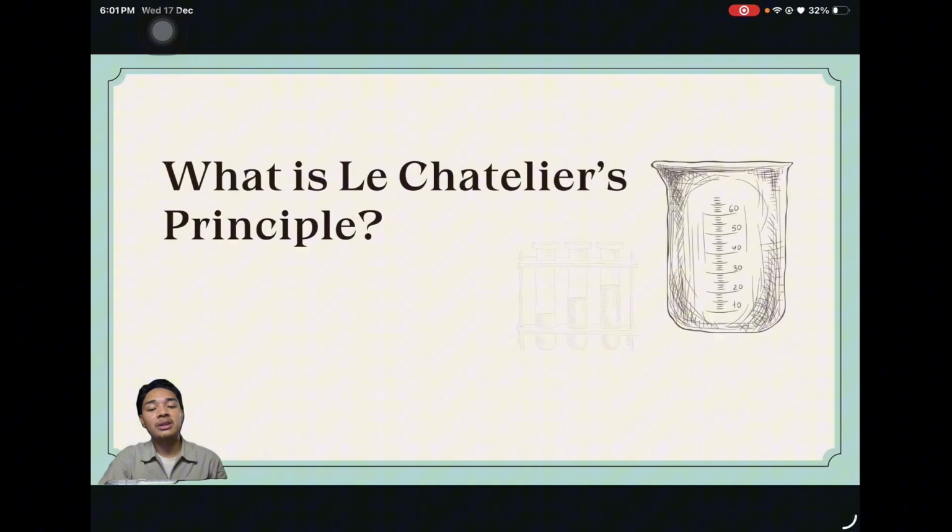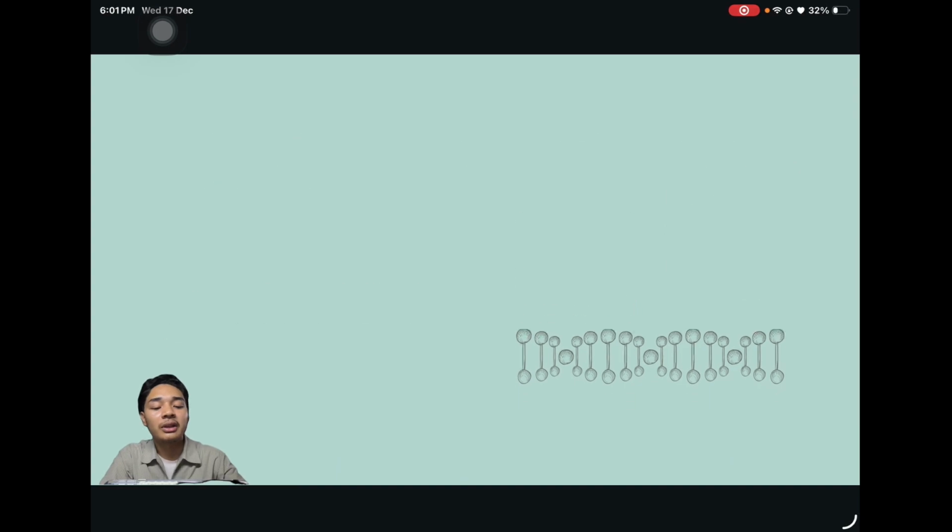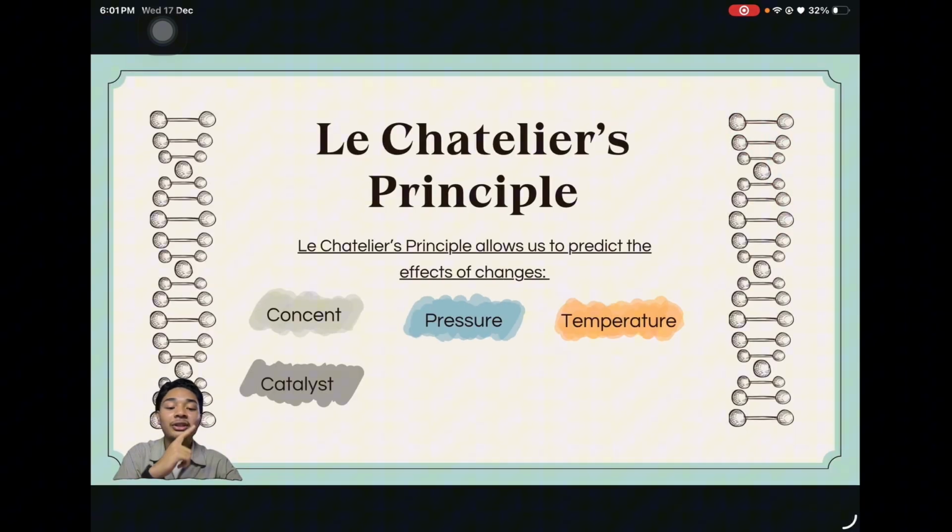Today I'll be explaining Chapter 6, Chemical Equilibrium, Le Chatelier's Principle. Let's go. What is Le Chatelier's Principle? If a system at equilibrium experiences a change, the system will shift its equilibrium to try to compensate for the change. Le Chatelier's Principle allows us to predict the effects of changes such as concentration, pressure, temperature, and catalyst.